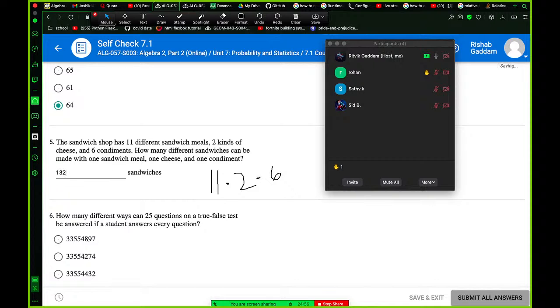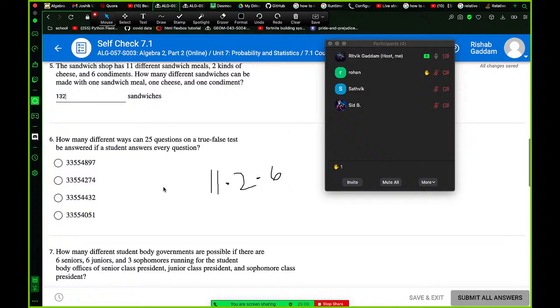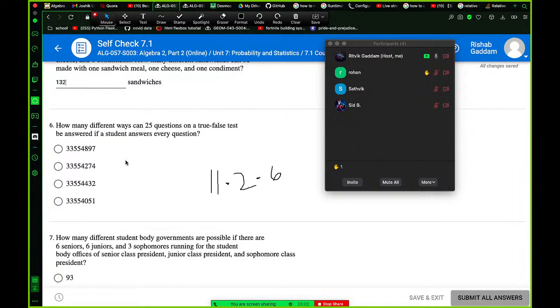Yeah, good job. Okay, the next one is: how many different ways can 25 questions on a true or false test be answered if a student answers every question? If you want to do this question, then raise your hand in the chat.